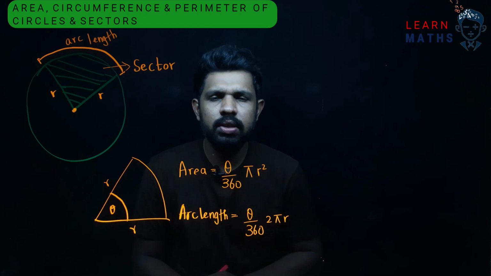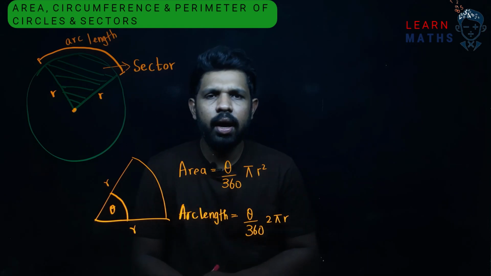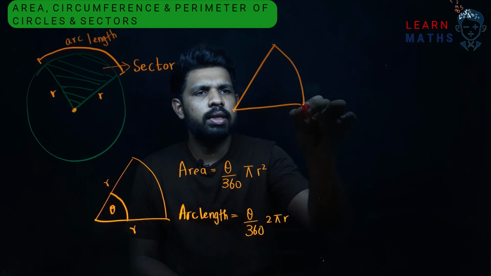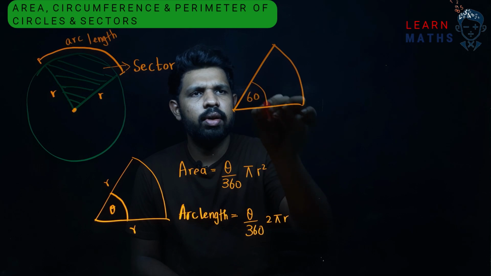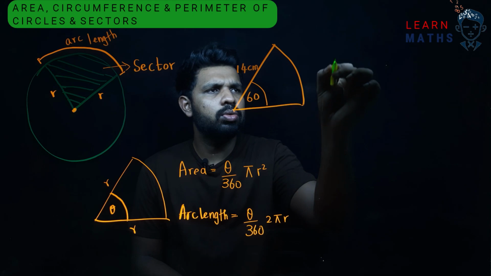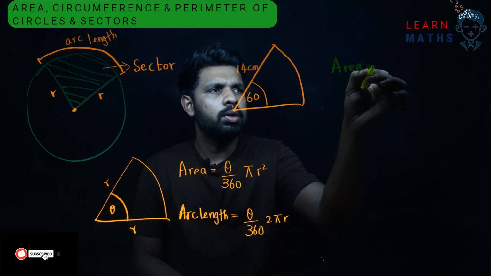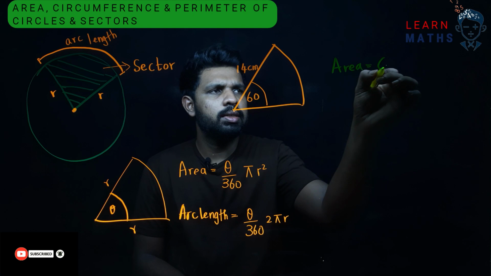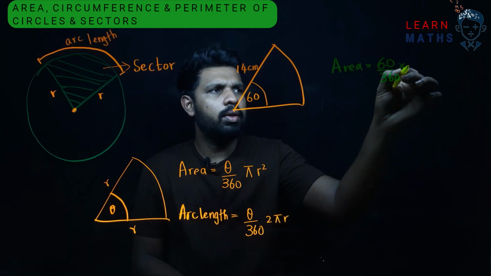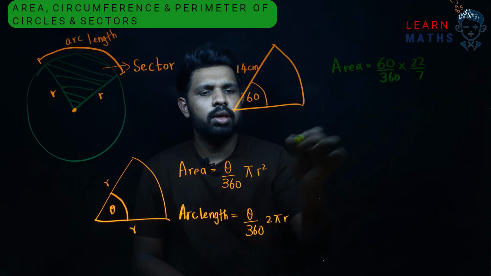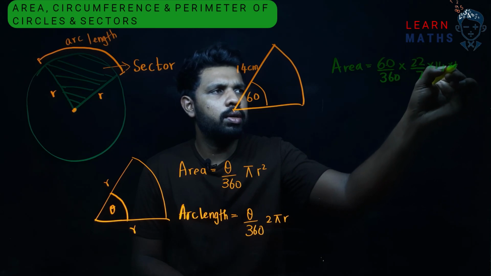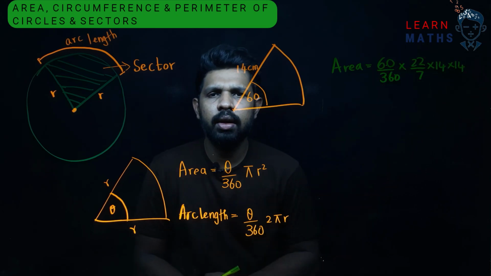Let's see how to use these formulas and find the area and the arc length of a sector. Let's take a sector with angle 60 degrees and radius 14 centimeters. The area will be equal to theta over 360, that is 60 over 360, into pi, that is 22 over 7, into radius r, that is 14, so that will be 14 multiplied by 14. Now you can simplify this and get the answer.